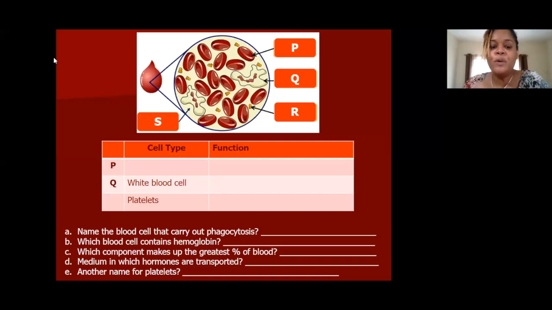Very good. Which component makes up the greatest percentage of blood? Plasma is the liquid part of blood that makes up the greatest percentage of this fluid that we call blood. Can anybody remember about what percentage is plasma? Awesome job, 55%. Very proud of you. So 55% of our blood is plasma.